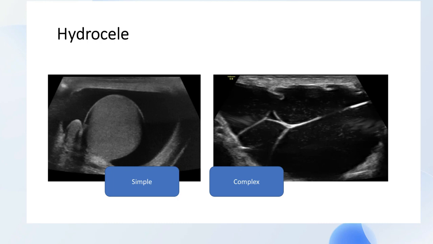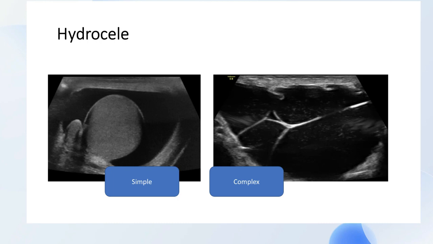So let's come here. This is our testicle there, and what we have here, that's the scrotum. And then you can see in between the testicle and the scrotum, there's free fluid there. So when there is free fluid that is clear like this, we call that hydrocele. So this is hydrocele. And you can also see that there's another lesion there that is appearing like a mass.